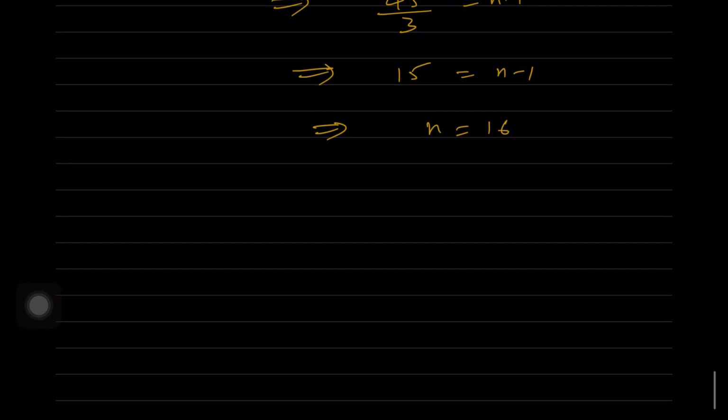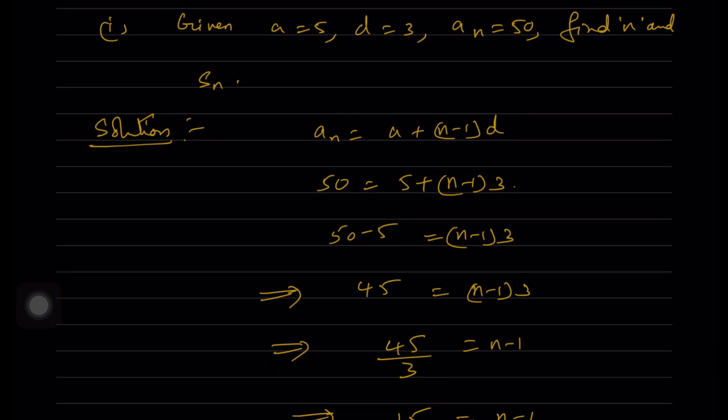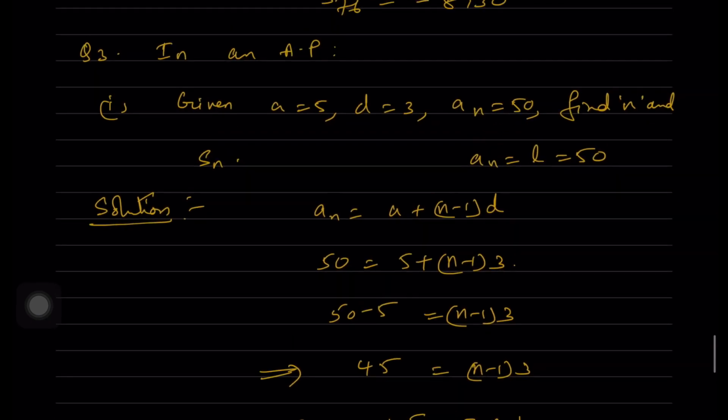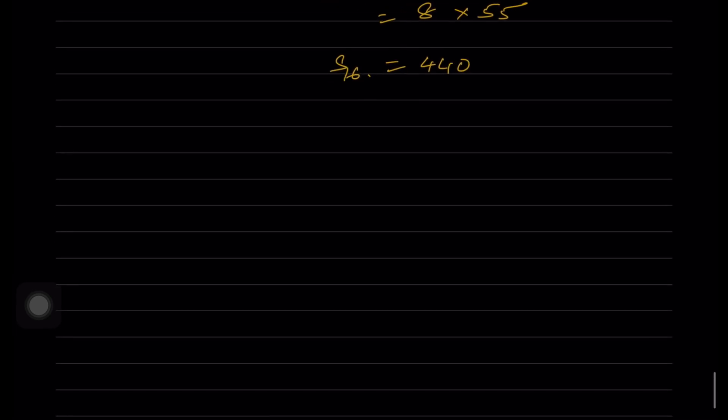And here what is S16 also we have to find out. S16 is nothing but n by 2 into A plus L. This L is nothing but our An, An is also equal to L, which is equal to 50. So our first term is 5, plus 16 by 2 into 5 plus 50, which is equal to 8 into 55. So 8 5s are 40, 8 5s are 40 plus 4, 440 you get. S16 is equal to 440.